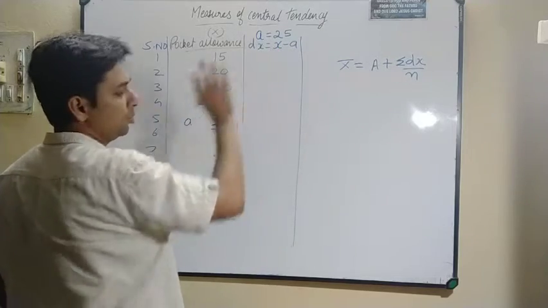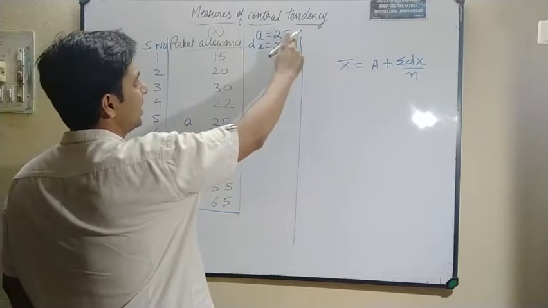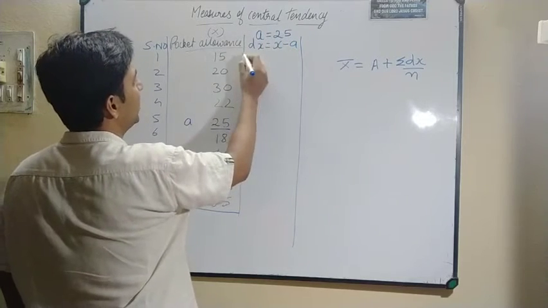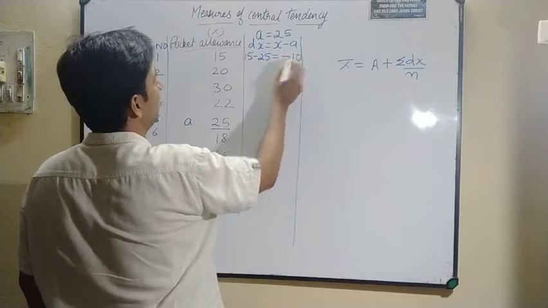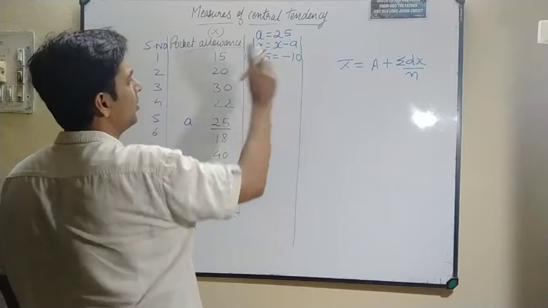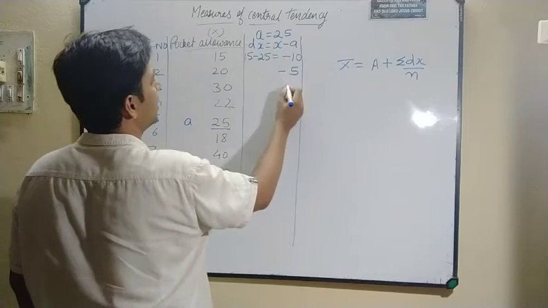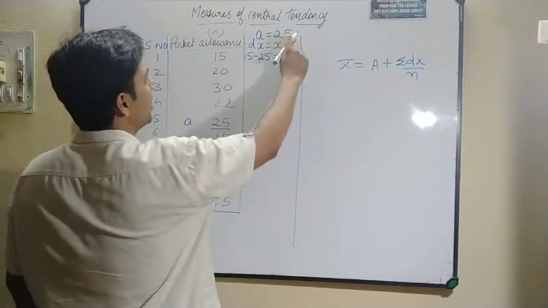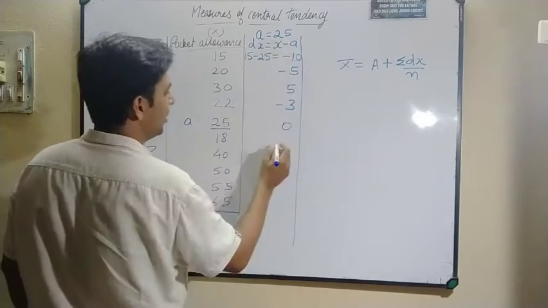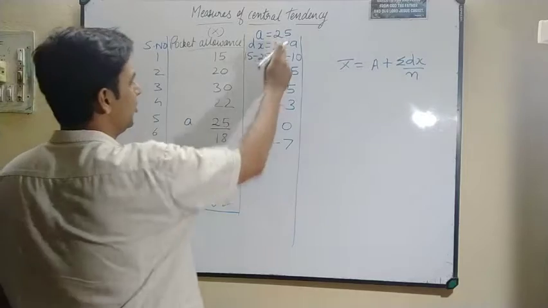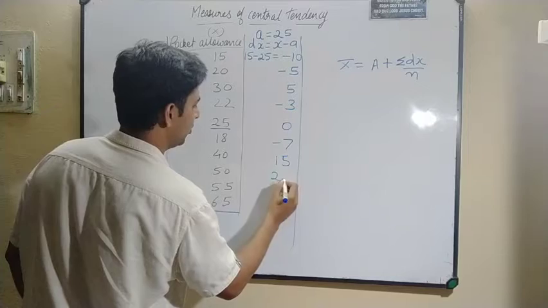Now dx we'll have to calculate here. So x minus a, all these values are x, and what we have to do is x minus a. What is x here? 15, so we can write 15 minus 25. So how much will it be? Minus 10. Okay, 15 minus 25 will be minus 10. Here it will be minus 5. Then 30, this is a bigger number, so 5 will be there. 22 minus 25 will be minus 3. 25 and 25 will be 0. 18 and 25 will be minus 7. 40 and 25 means 15 will be there. Then here 50 and this will be 25.